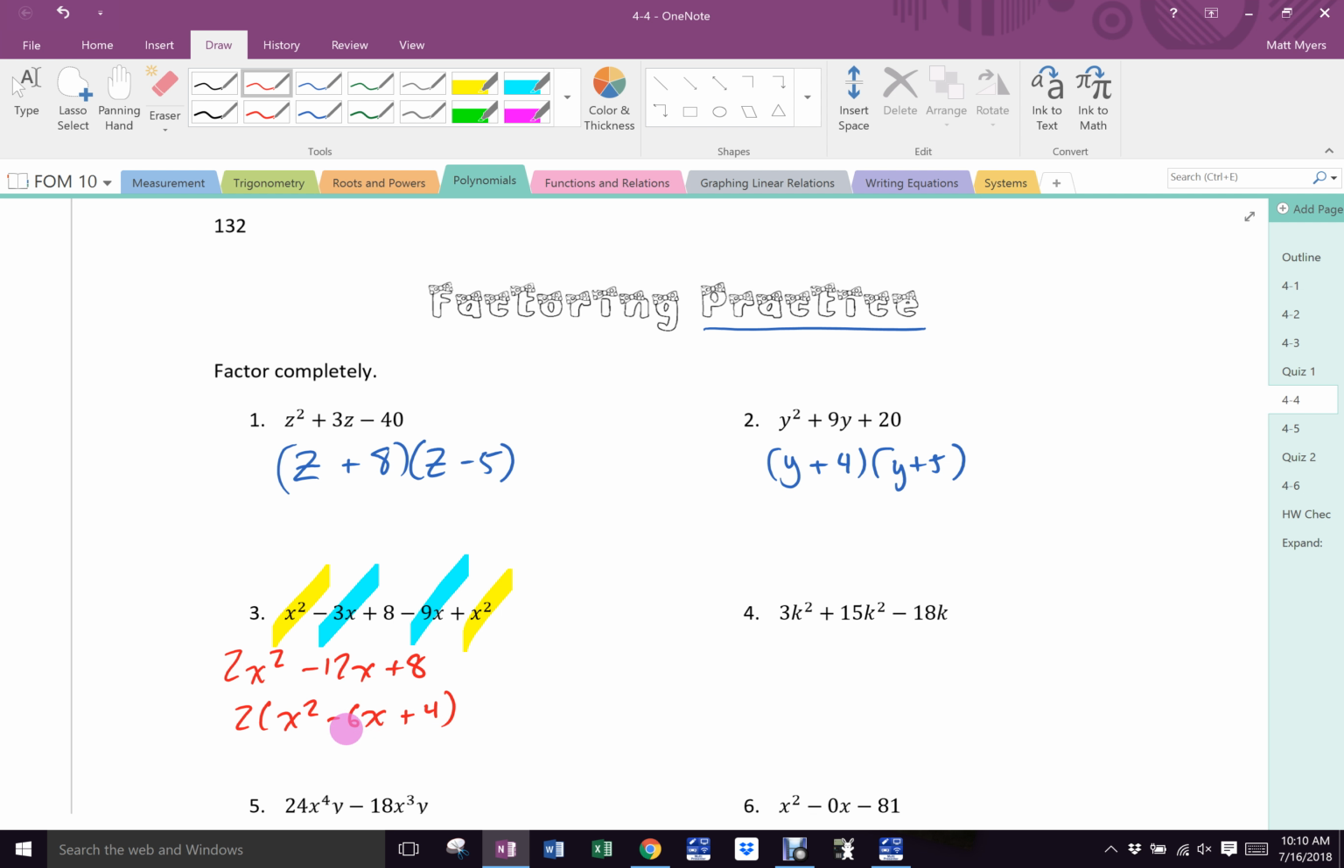Is there any numbers that multiply to 4 and add to 6? 1 and 4, or 2 and 2? Do they add to 6 in any way? So am I done? Yes.